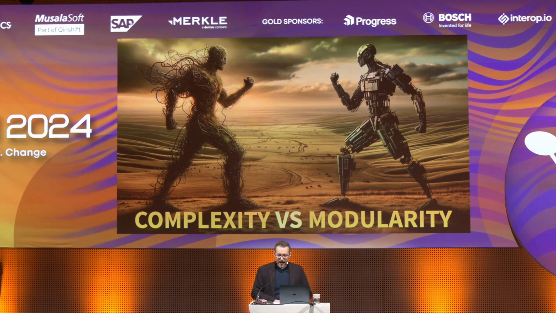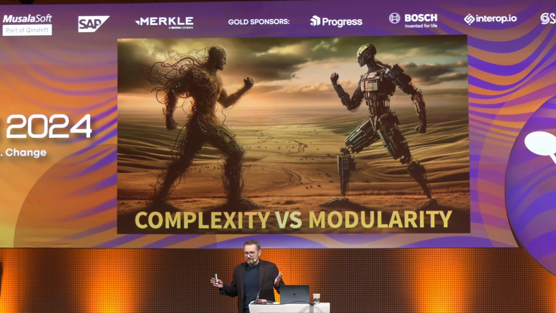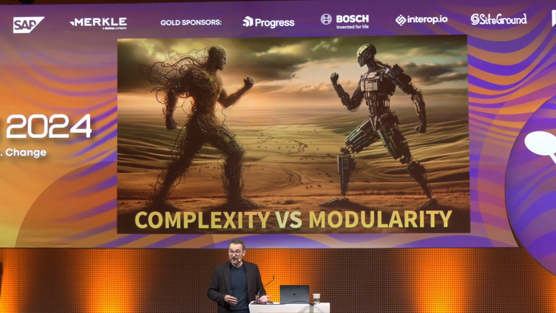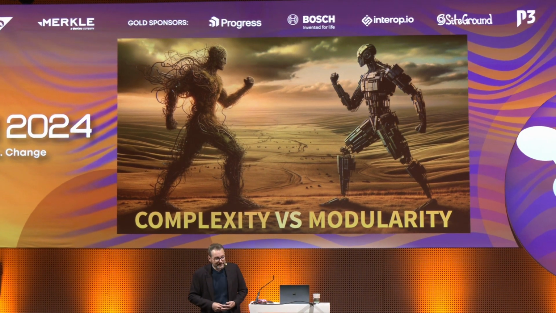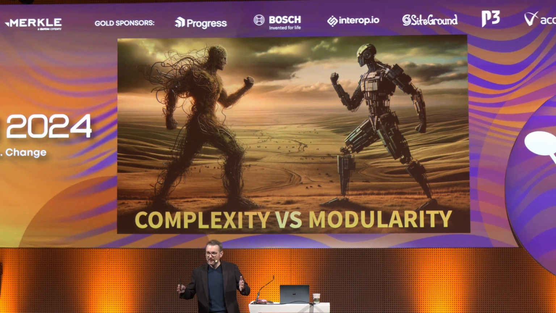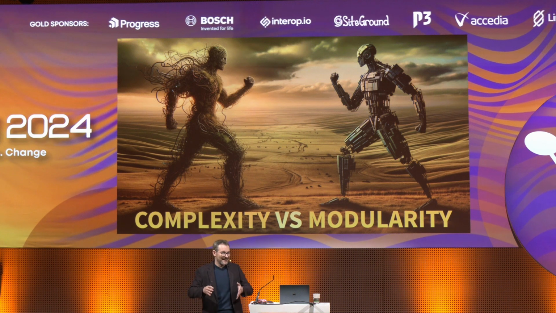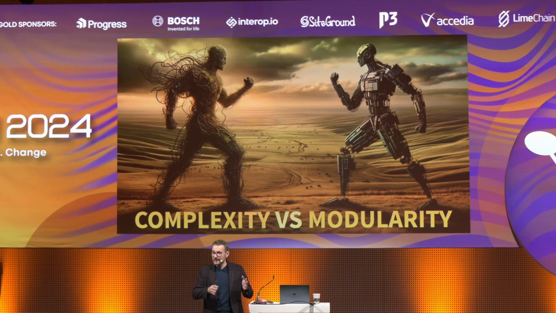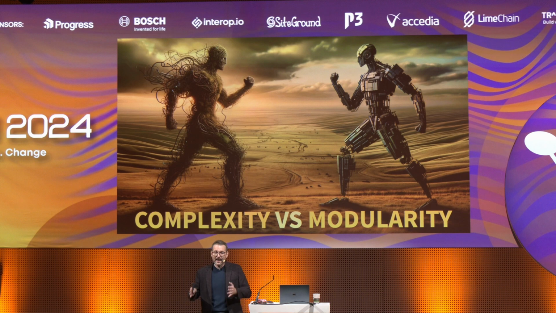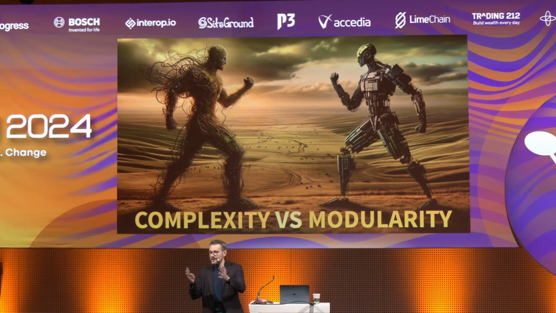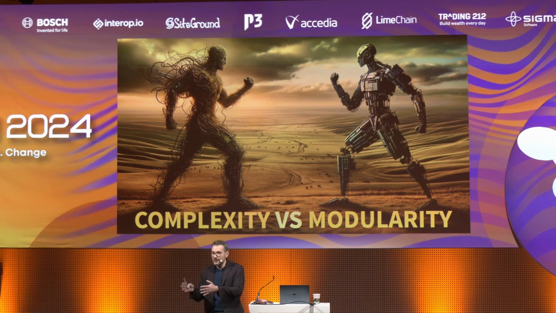So, there are books written about complexity and modularity, some of them over 700 pages long. And I have about 30 minutes left. And during those 30 minutes, I want to make sure that you can explain and define what is complexity, what is modularity, and how you can control your design decisions to steer your systems either towards complexity or towards modularity.